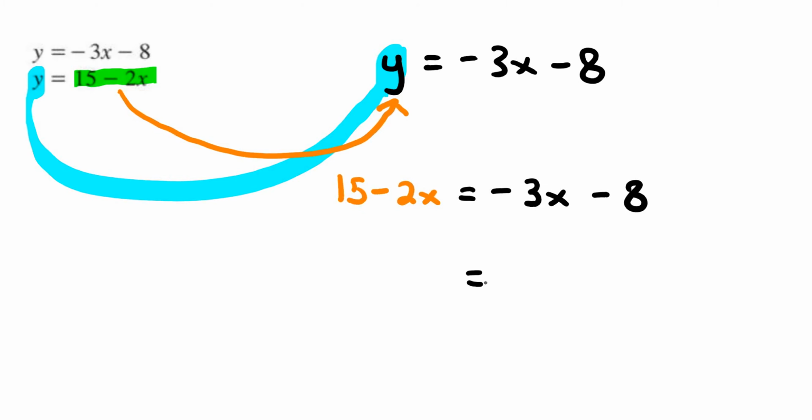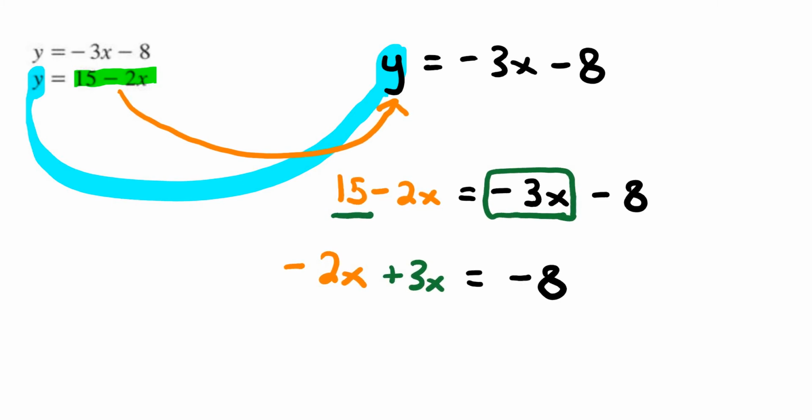And now we get back to solving an equation here. So what I'll do now is I will take this negative 3x, move that over, and I'll take this 15 and move that over. So the negative 2x in orange will remain the same. And if I move this negative 3x to the other side, that becomes positive 3x. And then the negative 8 remains. And if I take this 15 here, which is positive, if I move that over, I get negative 15.